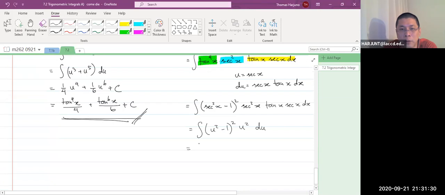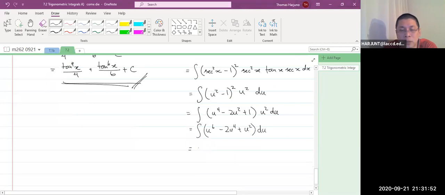Now it is a polynomial. Integral of u to the 4th minus 2u squared plus 1 times u squared du, u to the 6th minus 2u to the 4th plus u squared du. That's u to the 7th over 7 minus 2 over 5 u to the 5th plus 1/3 u cubed plus constant. Then you substitute that back.